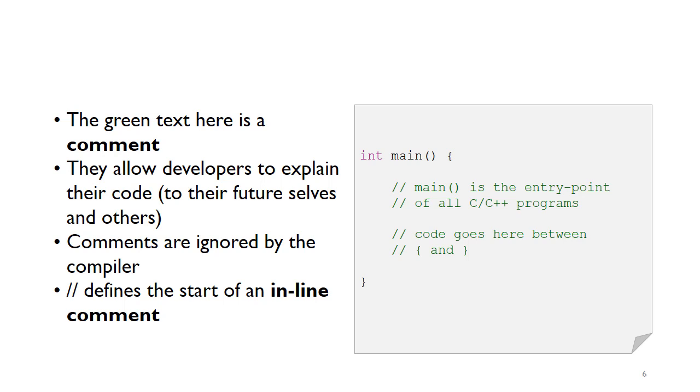This is not actually code. This is just text comments we've put in to remind ourselves and other people who might be looking at our code what this code is doing. Comments get ignored by the compiler. When the compiler comes to compile this, any line it sees starting with 2 forward slashes, it'll just ignore. This is an inline comment.